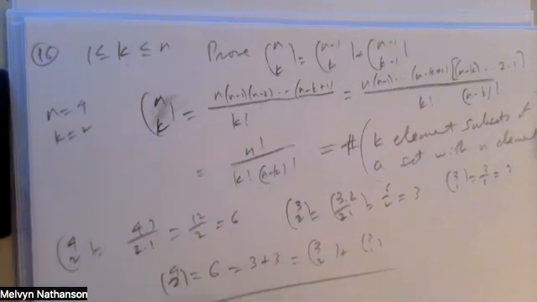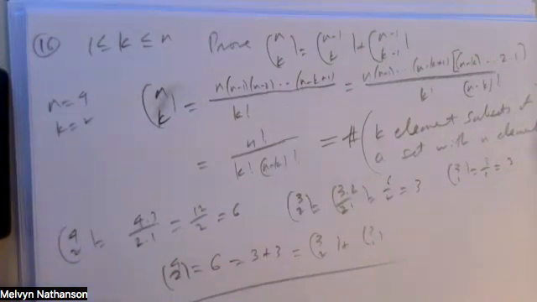Now let's look at another example. Suppose we take n equal 5 and k equal 3. So what is 5 choose 3? It is 5 times 4 times 3 over 3 times 2 times 1. This is 20, this is 60 over 6, that's 10.